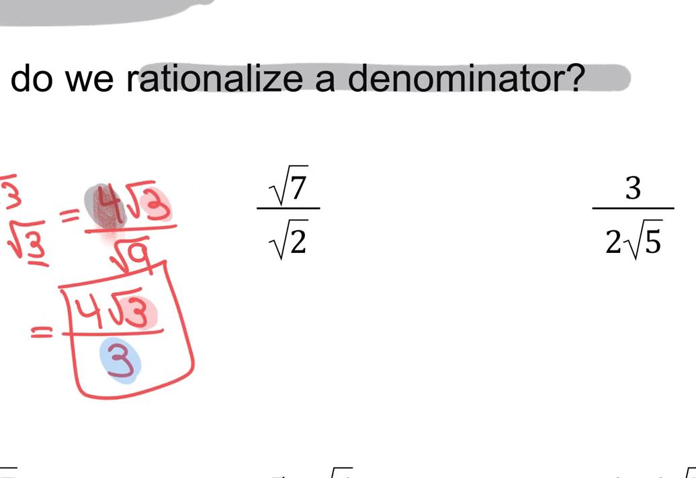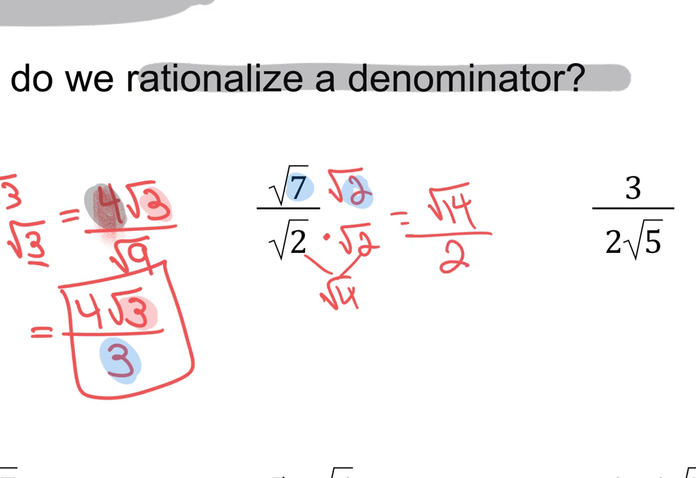This one has a square root in the top and a square root in the bottom. Whatever is under the radical in the bottom, that is what we're going to multiply the top and the bottom by. So we're going to multiply by the square root of 2 on the top and the bottom. Both the 7 and the 2 are under the radical, which means we can multiply them together to get the square root of 14. And the square root of 2 times the square root of 2 is the square root of 4, and the square root of 4 is just 2.